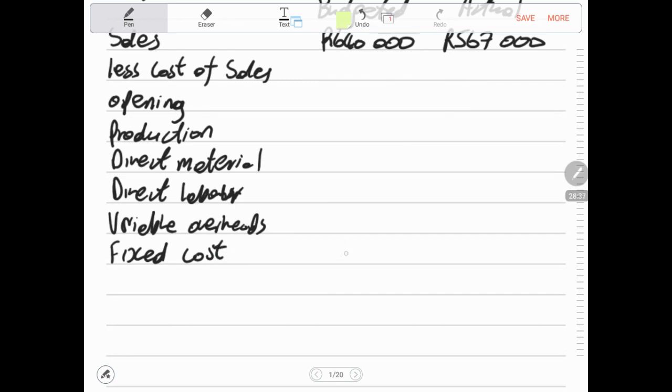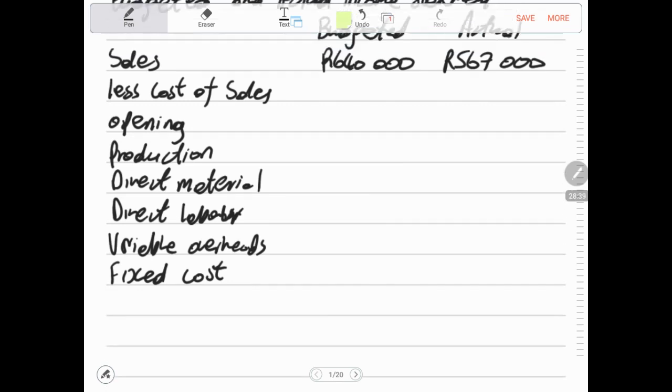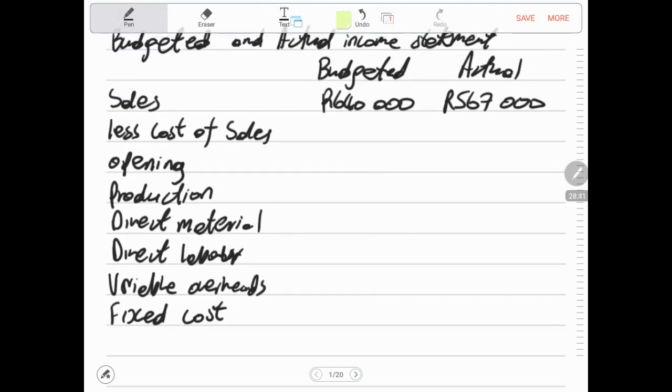And my fixed cost, let me start with the opening. There was no opening that was given regarding this exercise. Remember, this is opening finished goods. I want to make that one clear. This is opening of finished goods.